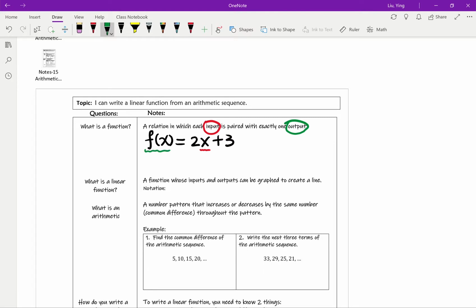To find the output, we plug in different numbers for x, multiply that number by 2 and add 3. Whatever comes out is our output. For example, if x equals 1, then 2 times 1 plus 3 equals 5. 5 would be the output when the input is 1.